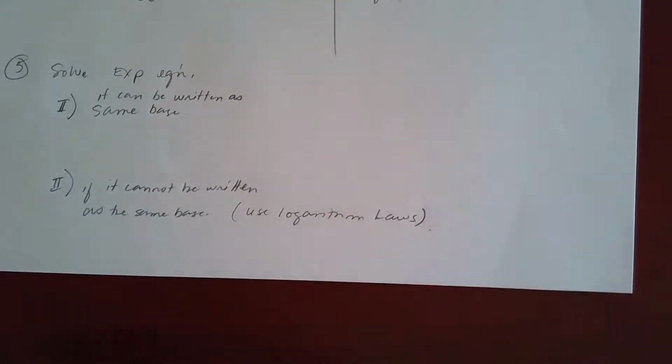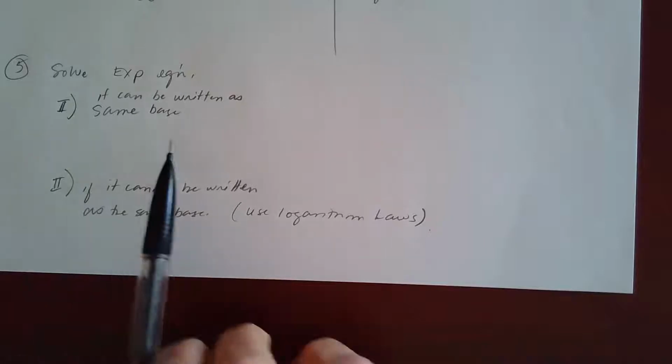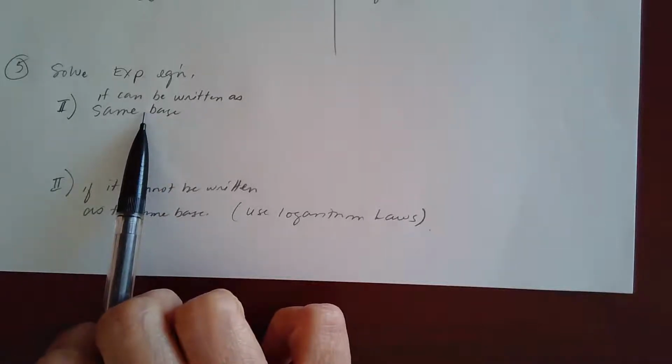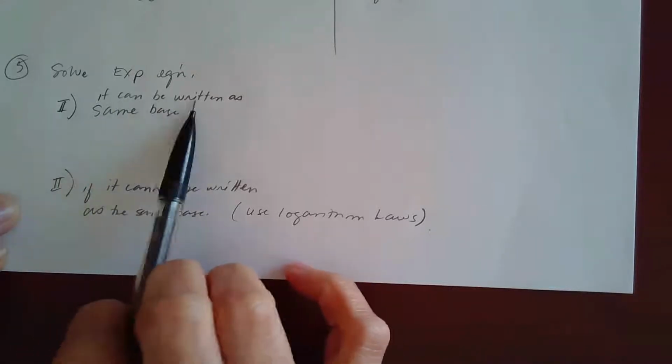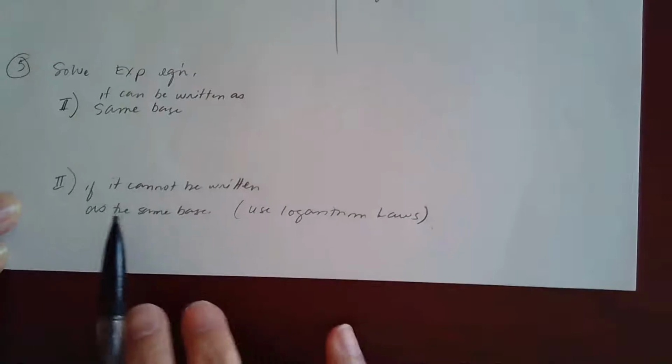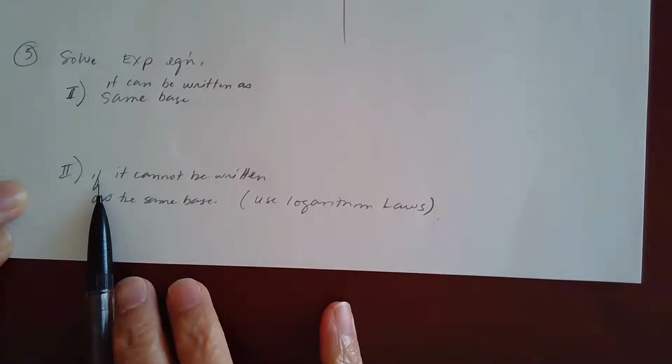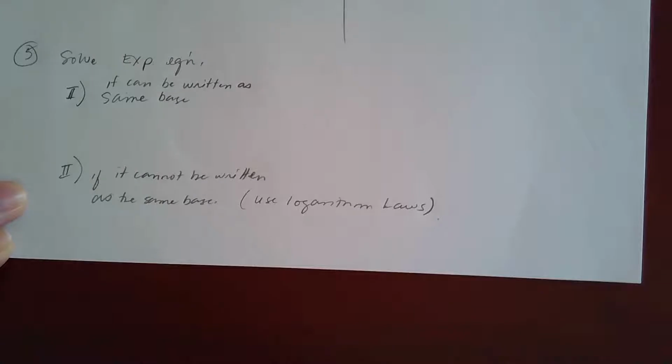Now, talking about solving exponential equations, there are two different kinds of equations that we've seen. We've seen equations where we can write or express as the same base. So if it can be written as the same base, we can do that. Or another thing is, if we cannot write using the same base, we might have to use logarithm rules or logarithm laws. So again, don't copy this down. I'm going to talk about this very, very shortly.